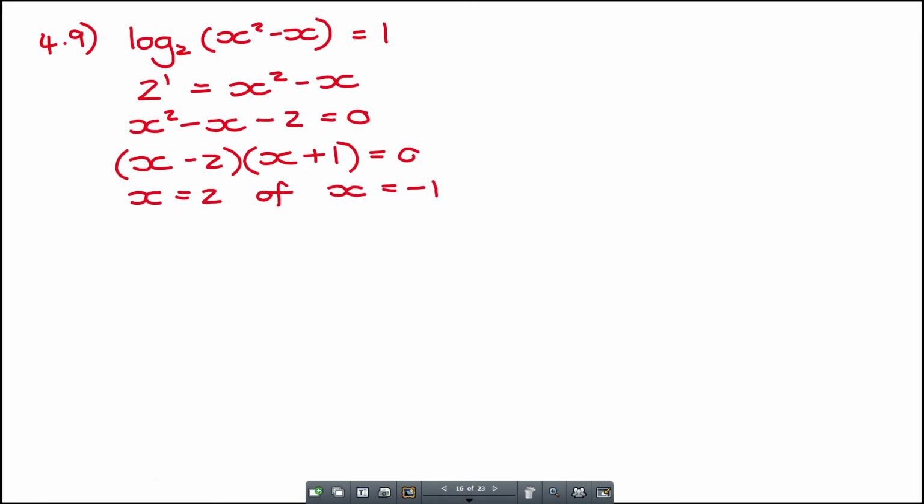Remember, because they put brackets for me, that x squared minus x is one thing, right? So I write it from here in exponential form. So 2 to the power of 1 is equal to x squared minus x. And then you will see it becomes a 3-term form, right? So I take everything to the left and make it equal to 0. Then I factorize that trinomial, and that means that x will be 2 or minus 1.